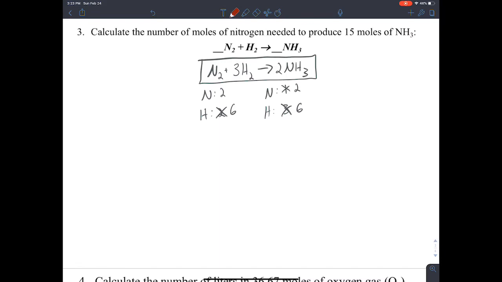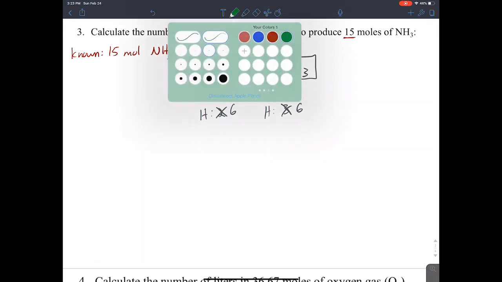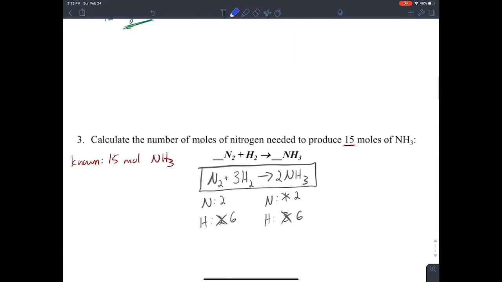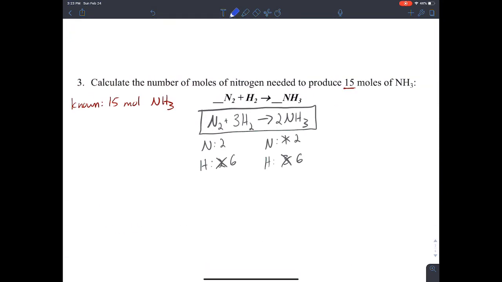Our known is, again, what you're given numerically, 15 moles of NH3. Known, 15 moles ammonia. Now our unknown, what we're trying to find out, calculate number of moles. So moles of nitrogen. Our unknown is moles of N2, because nitrogen is diatomic and it exists here as N2. This is going to be important in a second.